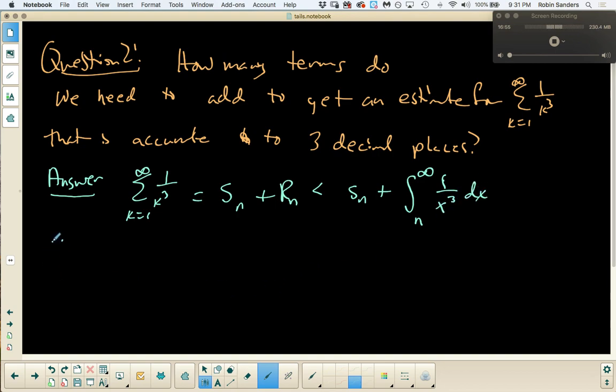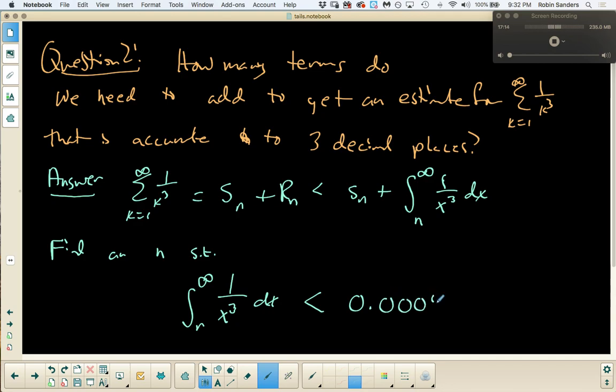And so I need to find an n such that this integral is smaller than 0.0005, because for 3 decimal places worth of accuracy, I need the error to be smaller than 5 times 10 to the minus 4th. Well, the next step here is going to be finding that integral. So we now look at evaluating that integral.